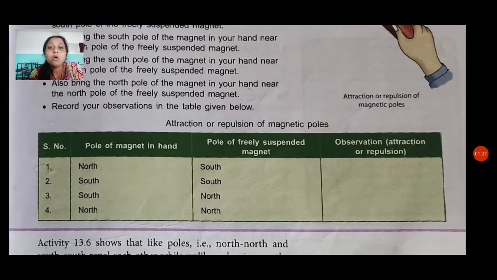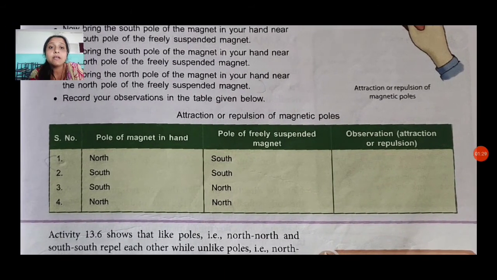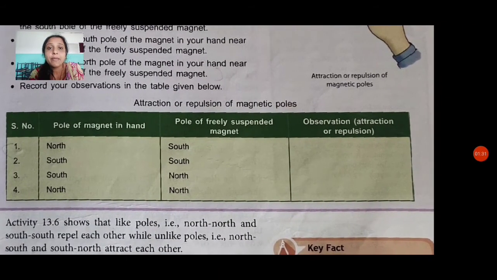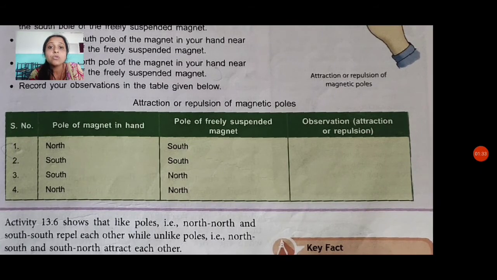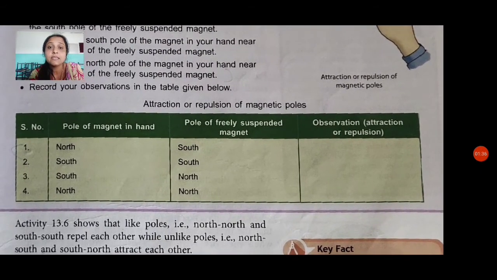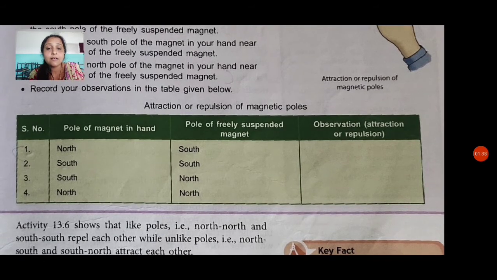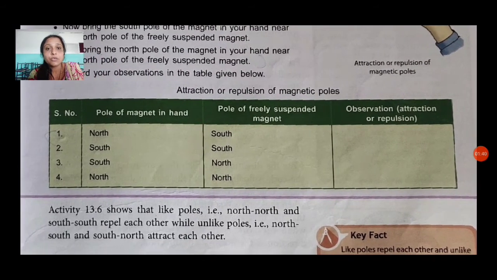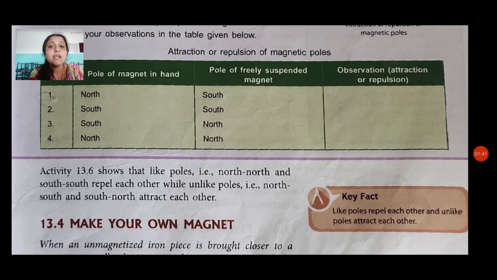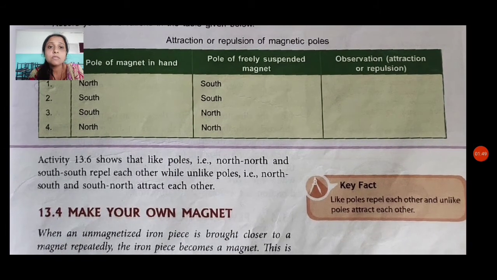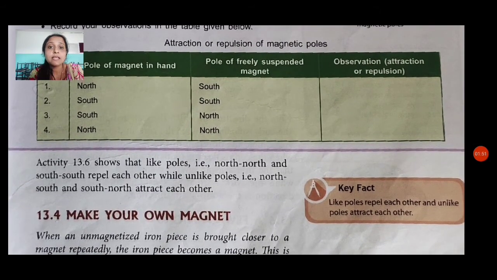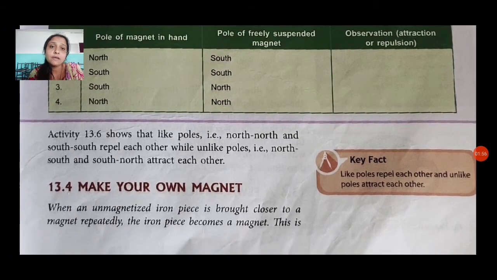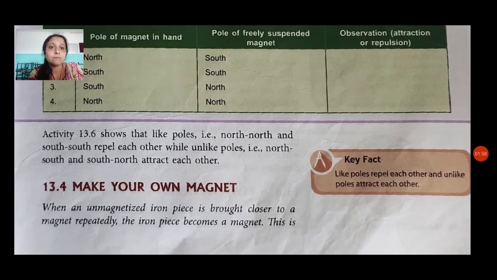What you observe in this activity, you have to write here: pole of magnet in hand, north, south, south, south, north and north. First is the same direction and then the other, different direction: north to south, south to south, south to north and north to north. You have to write your observation here. Activity 13.6 shows that like poles, north north and south south, and unlike poles attract.